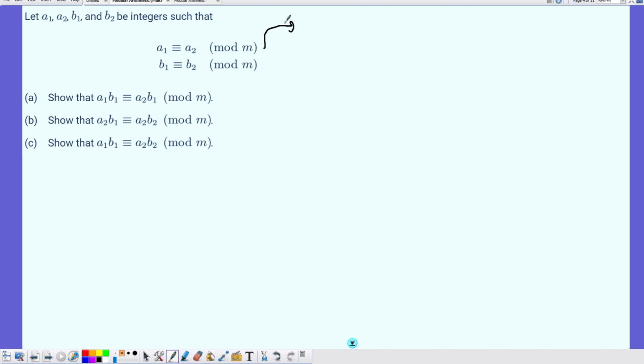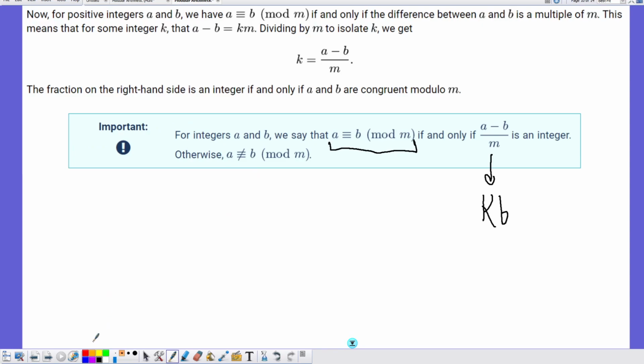For instance, starting off the same way we did last time, we have that the difference of the two, A1 minus A2, is a multiple of M. So it's the same thing as M times some integer K. And again, if you're not sure, always refer to the old definitions. A is congruent to B mod M if and only if the difference between A and B is a multiple of M.